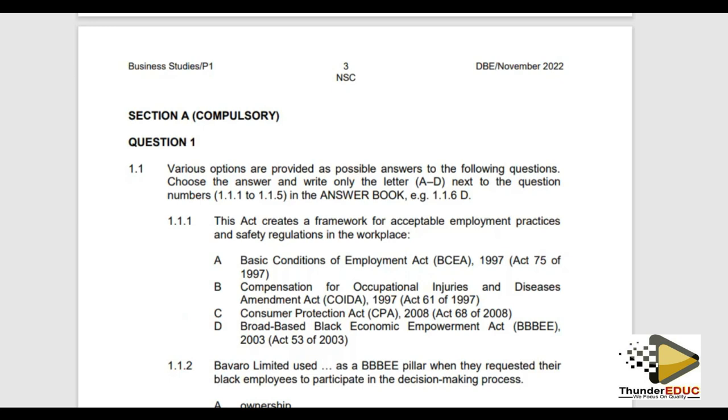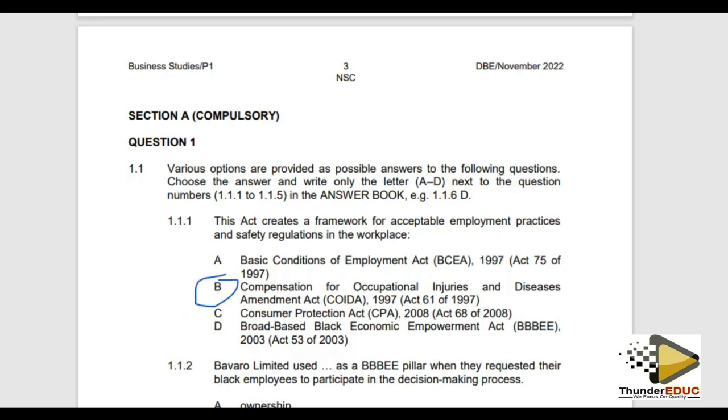So number C, we have Consumer Protection Act. Consumer Protection Act is the act that protects the rights of consumers or the rights of those who buy goods and services. So lastly, which is option number D, we have Broad-Based Black Economic Empowerment Act. So this act addresses the issue of inequality. So in particular, this act promotes fairness at different set of workplaces. So this one of broad-based black economic empowerment was also established so as to amend black economic empowerment because black economic empowerment was somehow sidelining other aspects. So now the proper option here is B. Proper option is B.